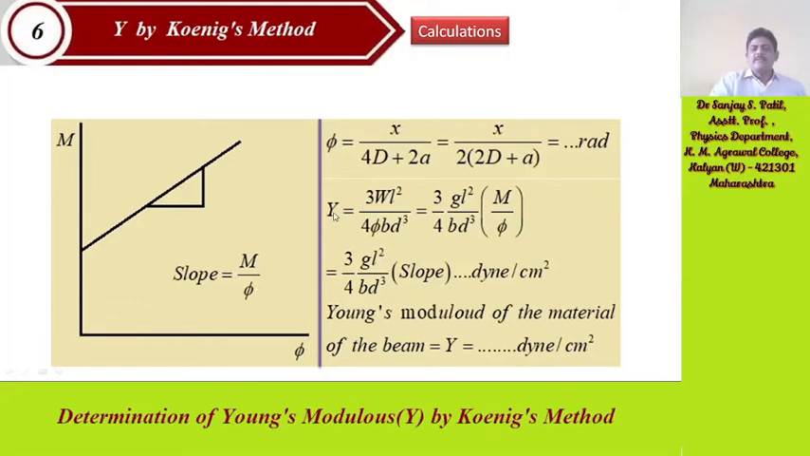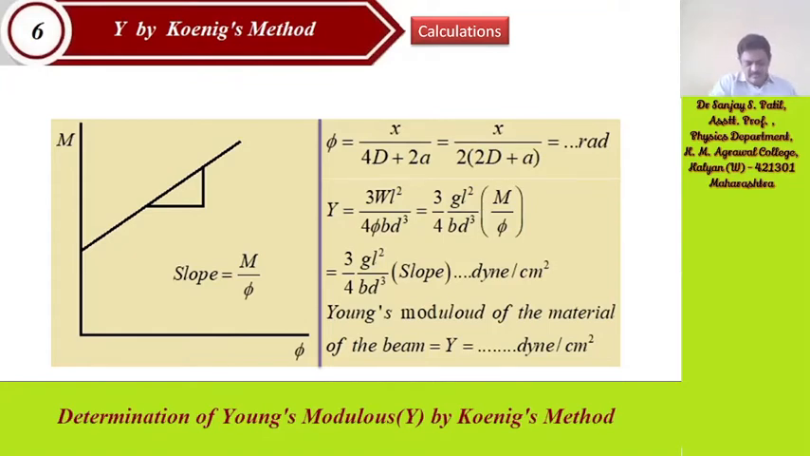So capital Y, that is Young's modulus, is equal to 3WL square divided by 4 BD cube, which is equal to 3 by 4 g L square divided by BD cube into capital M divided by phi, which is equal to 3 g L square divided by 4 BD cube into slope, in dyne per centimeter square. Young's modulus of the material of the beam, that is capital Y, is equal to so many dyne per centimeter square. So this is about the determination of Young's modulus by Koenig's method.